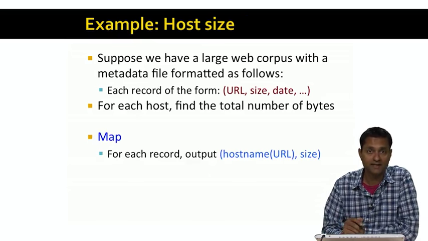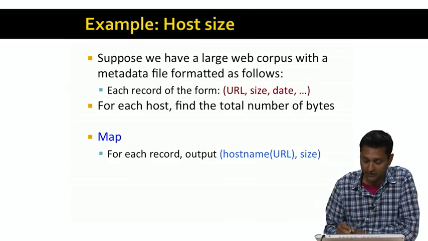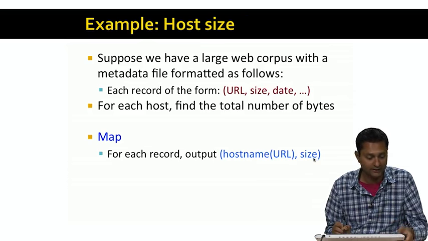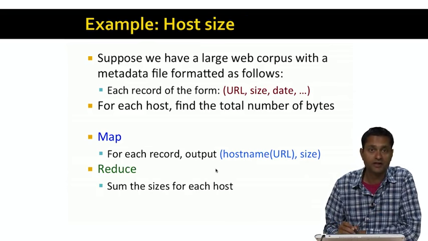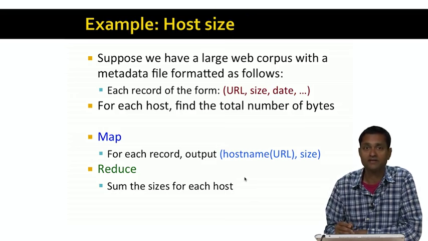The mapper, in this case, the map function, just looks at each record, and it looks at the URL of the record, and outputs the host name of the URL and the size, right? The reduce function just sums the sizes for each host, right? And at the end of it, you'll have the size of each host.